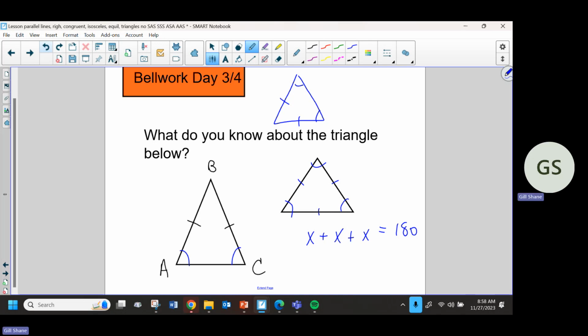So if you do the math on that, 3x equals 180, divide by 3. Dividing by 3 here gets rid of the 3, and I divide 180 by 3 as well. If you don't know how to do that, for now, just write it down. For an equilateral triangle.